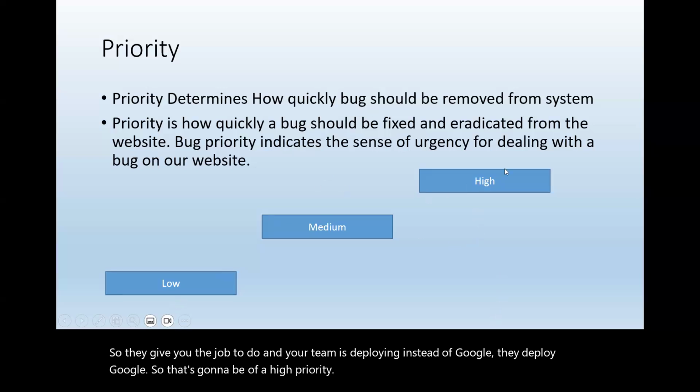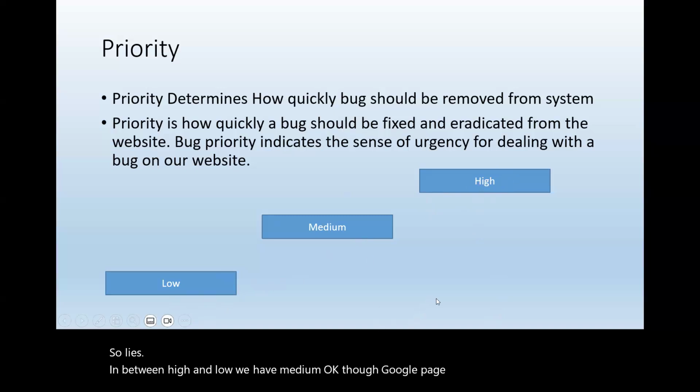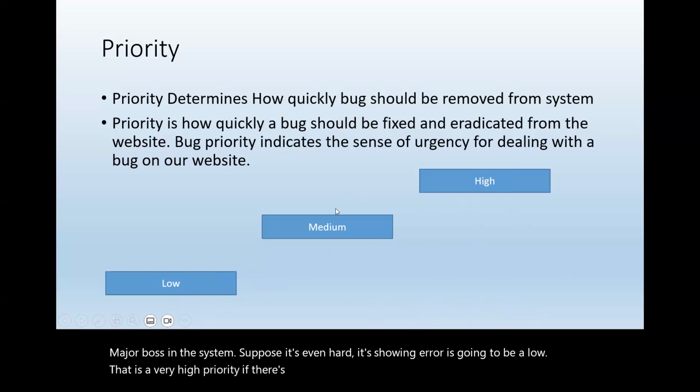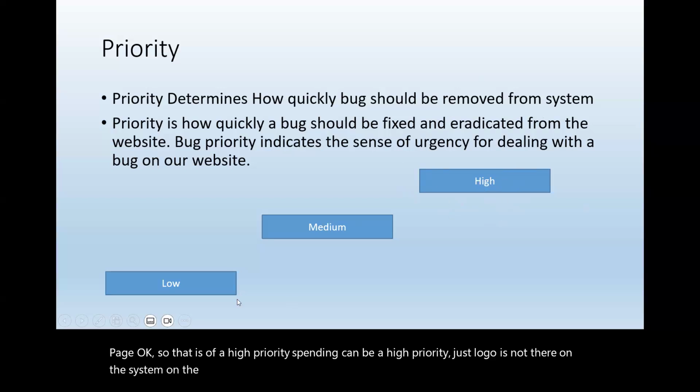In between high and low, we have medium. Though the Google page has no major bugs in the system, if it's showing an error, that is a very high priority if there's a spelling mistake in that particular page. So that is of a high priority. A spelling mistake can be a high priority. Just the logo not being there on the application can be a high priority.